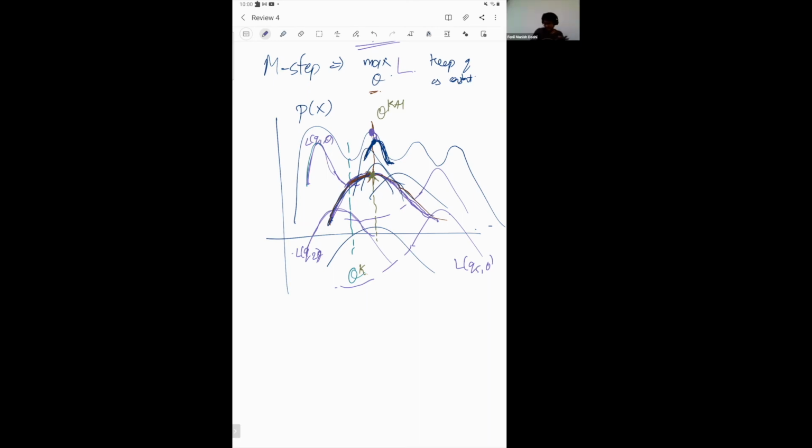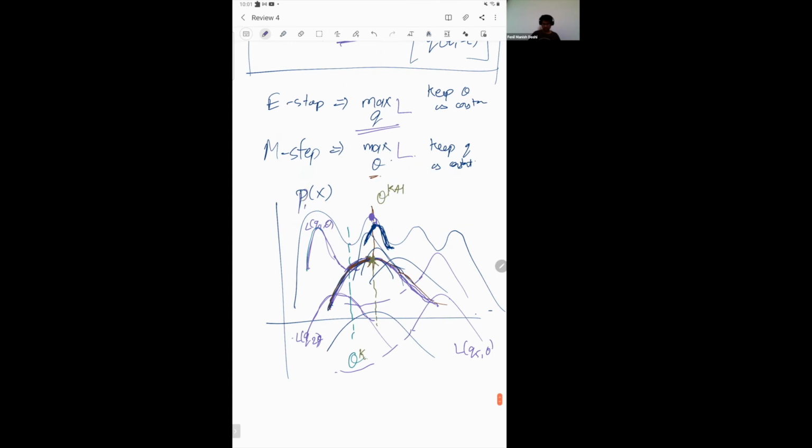Currently we will be optimizing over q, but our aim right now is to maximize the likelihood of p of x parameterized by theta. At the end, we are just interested in finding the theta max, this theta k plus 1, that is going to maximize our likelihood of p of x.